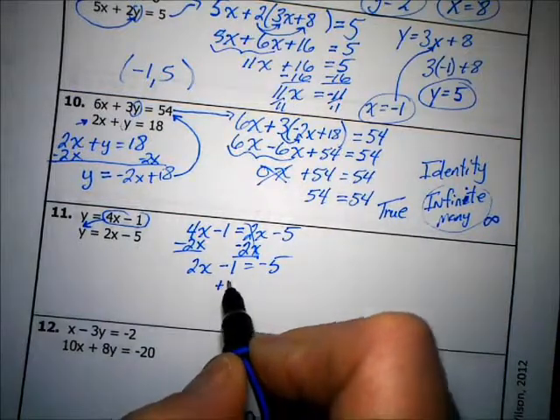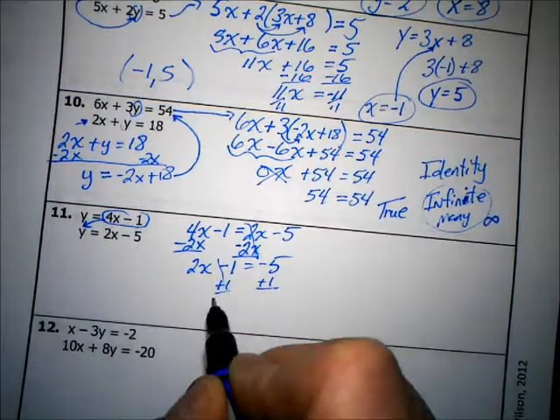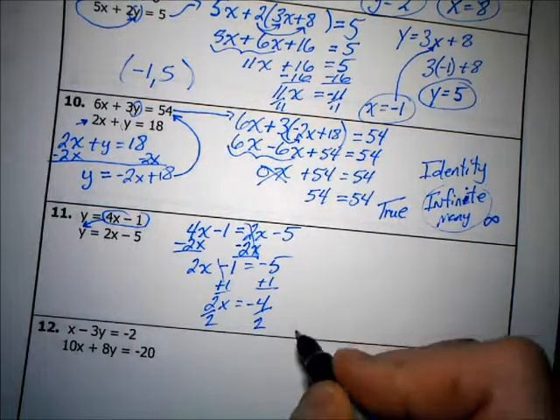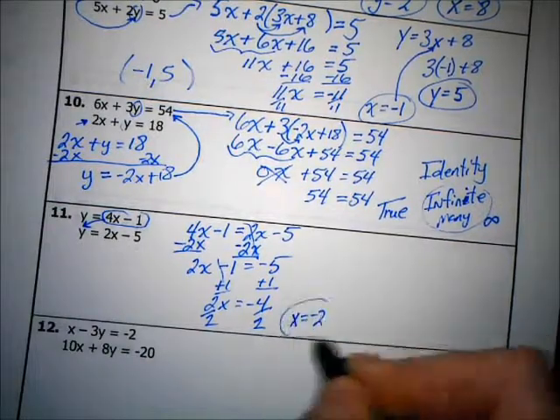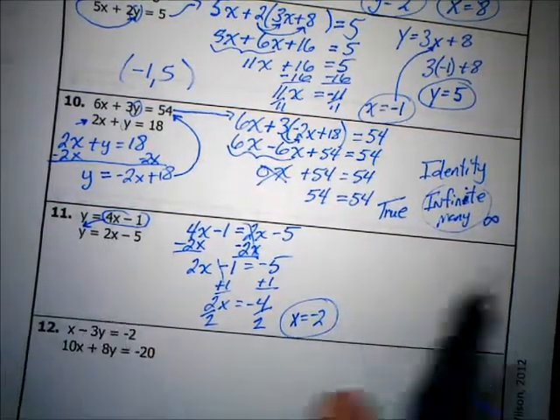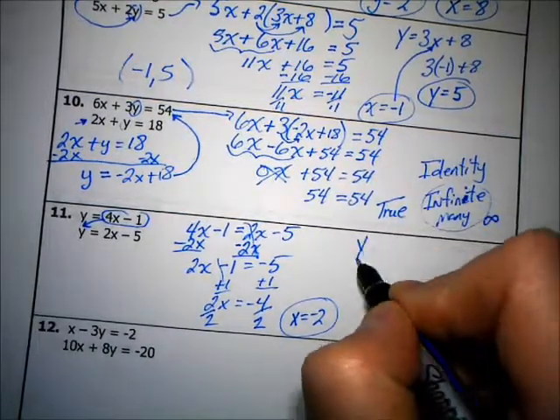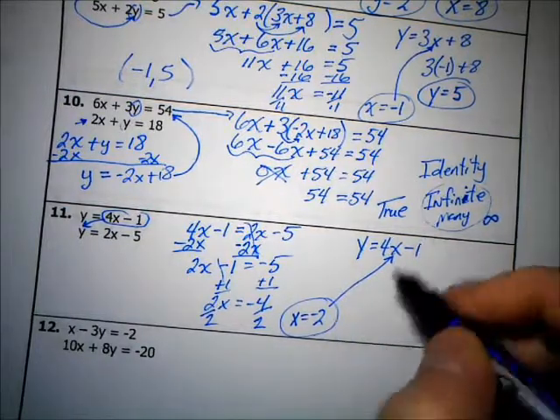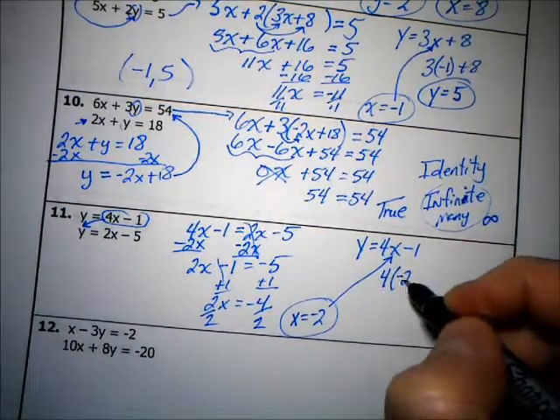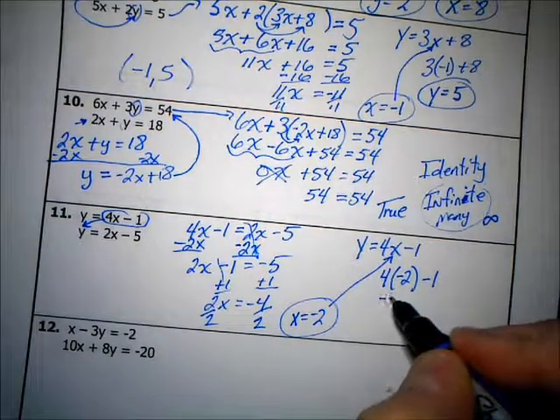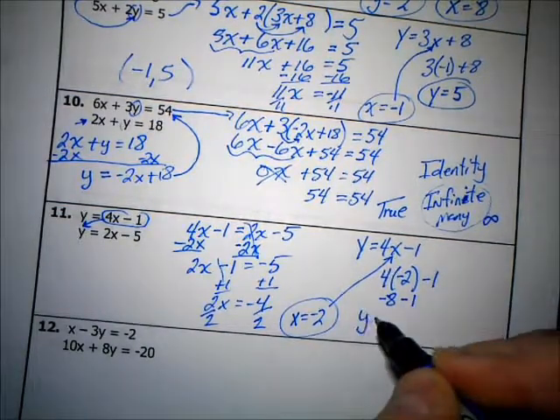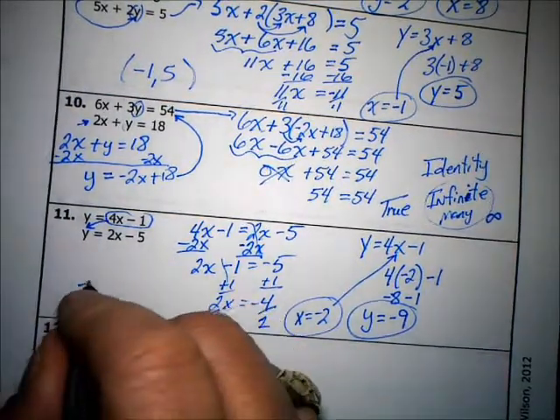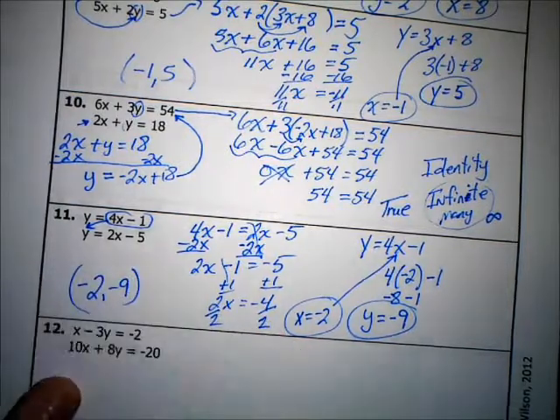I'm going to add 1. That gives you 2x is equal to negative 4. Divide by 2. And x is equal to negative 2. I'm going to take it and plug it back into either one, does not matter which. So I'm going to just take the first one, and I'm going to replace the x with the negative 2. So this is actually 4 times negative 2 minus 1. Well, that would be negative 8 minus 1, which happens to be negative 9. So my solution is negative 2, negative 9 for number 11.